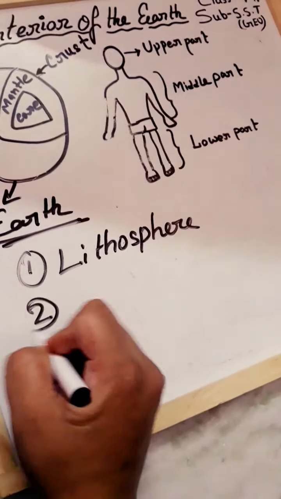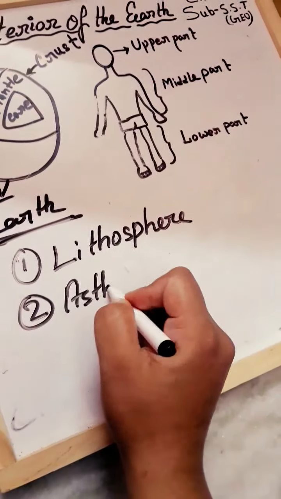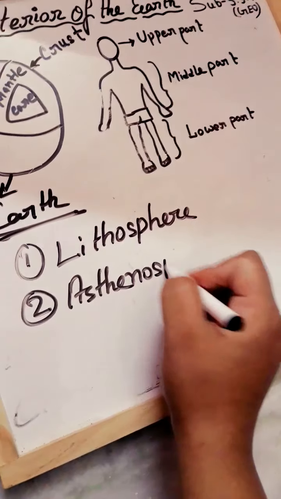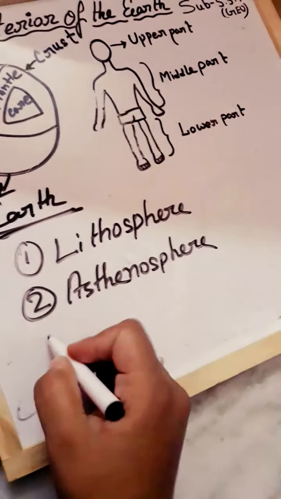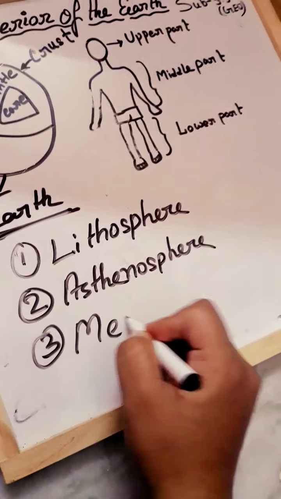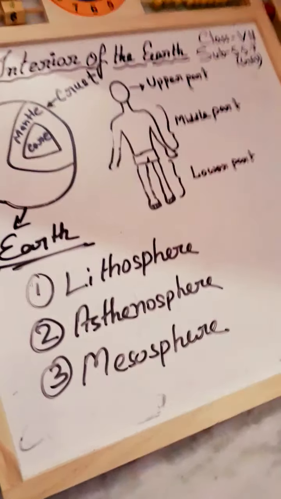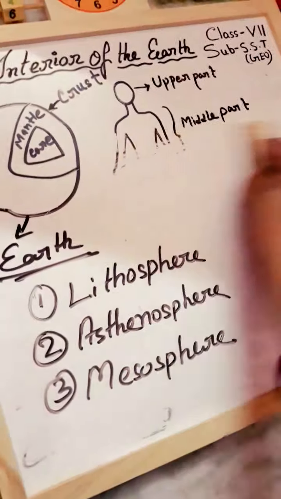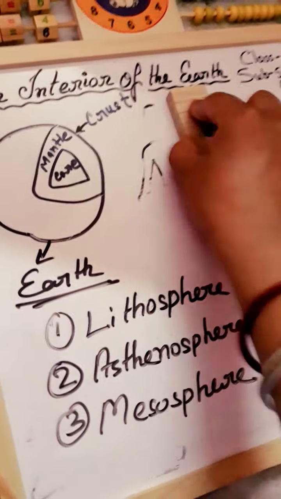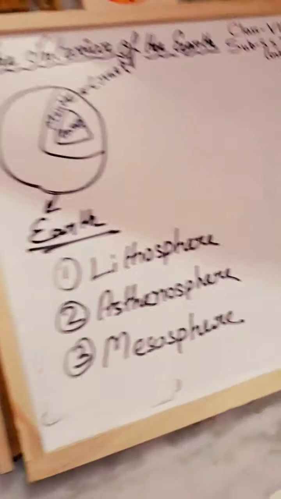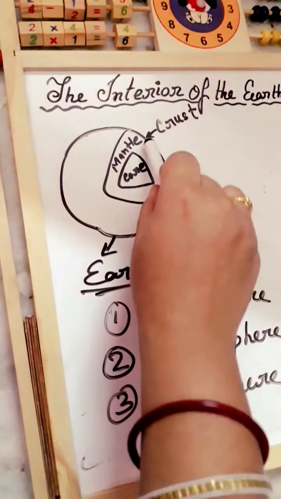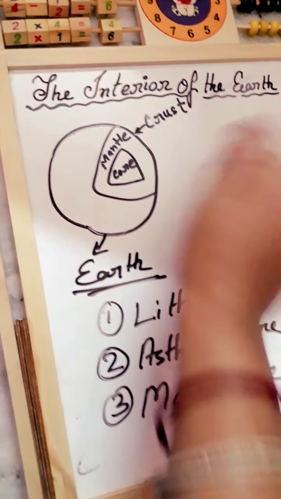Number 2, asthenosphere. And number 3, mesosphere. So if this question comes, what are the 3 main layers of the earth, then you will write that core, mantle and crust, 3 different layers.